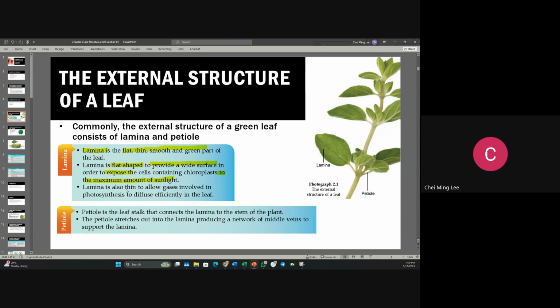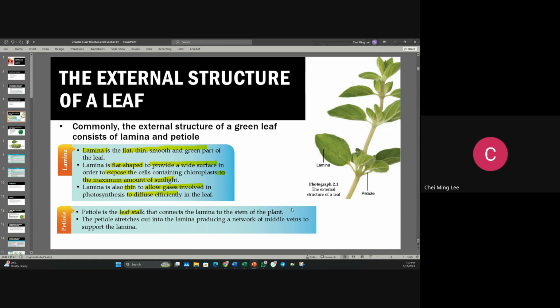They are also thin. Why thin? So that the gas can go in and out easily. If it is too thick, they need to pass through many cells. So they make it thin so that the gases involved can diffuse efficiently in the leaf. While the petiole is actually the leaf stalk, which connects the lamina to the stem of the plant.